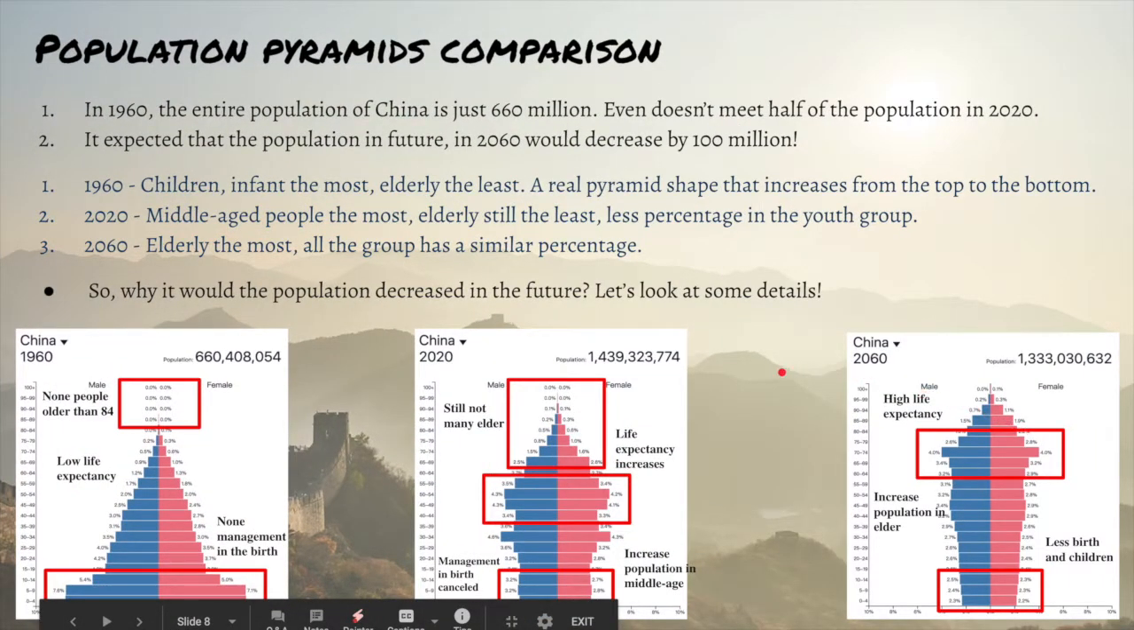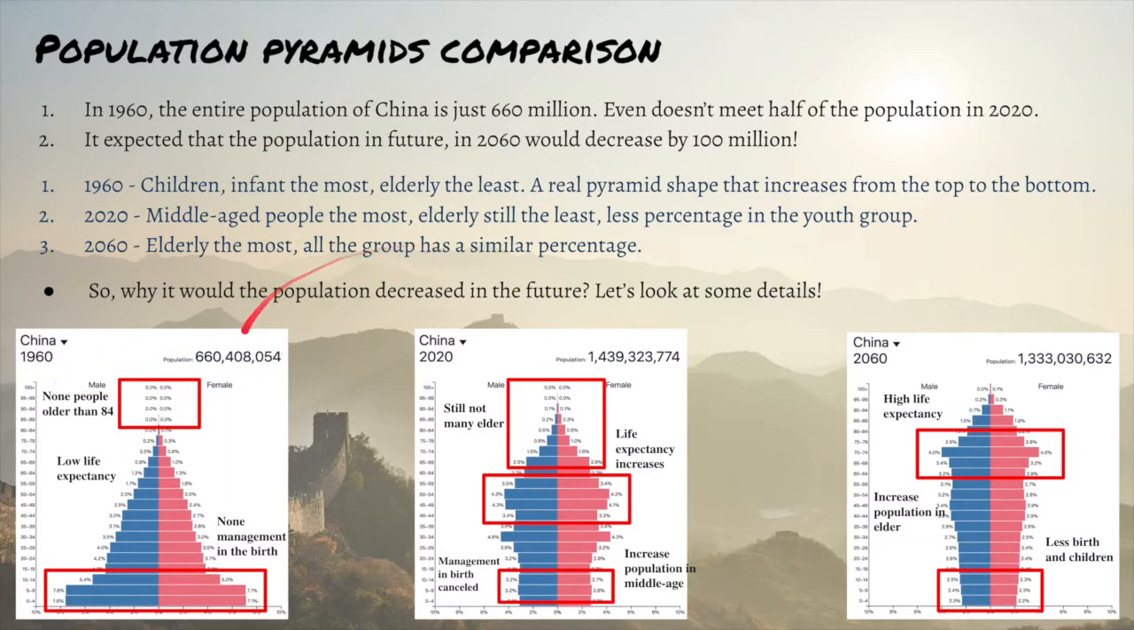Population comparison. In 1960, the entire population of China was just 660 million, which doesn't even reach half of the population in 2020. It is expected that the population in 2060 will decrease by 100 million compared to 2020. So why would the population decrease in the future? Let's look at some details.